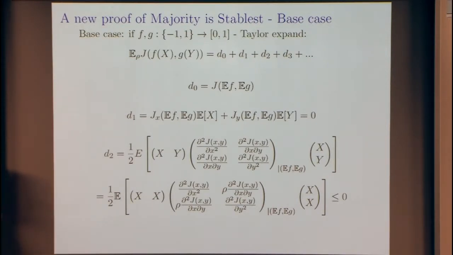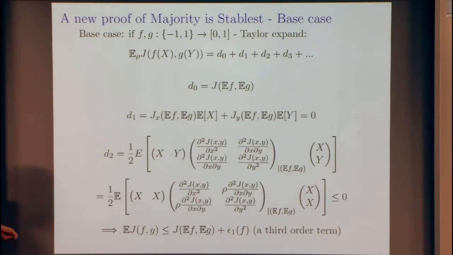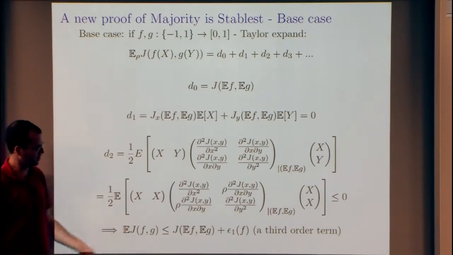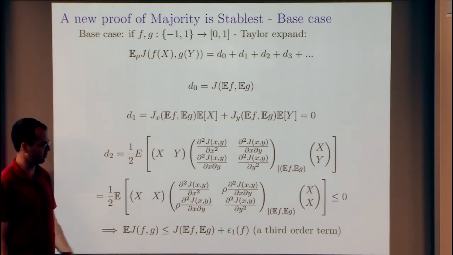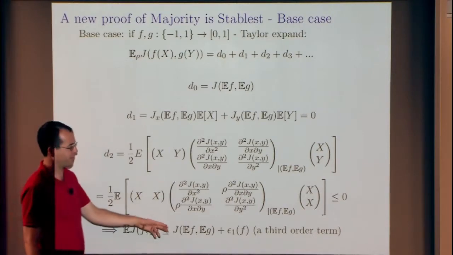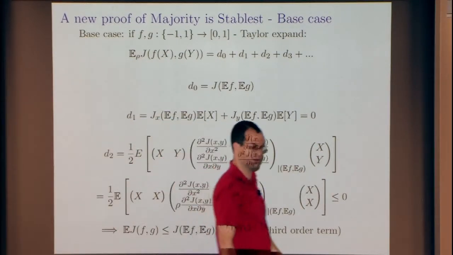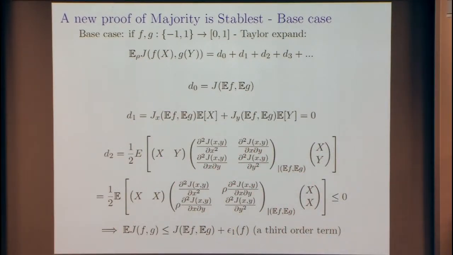Okay? So what did we have so far? The zero order term is what we're after. The first order term is 0. The second order term is non-positive. So what we get is that the expected value of J of f and g is less than or equal to J of the expected value of f and g plus an error, and the error is going to be a third order term. It's going to involve the expected value of f minus the expected value of f to the third power, and similarly for g. Okay? So this is the base case.